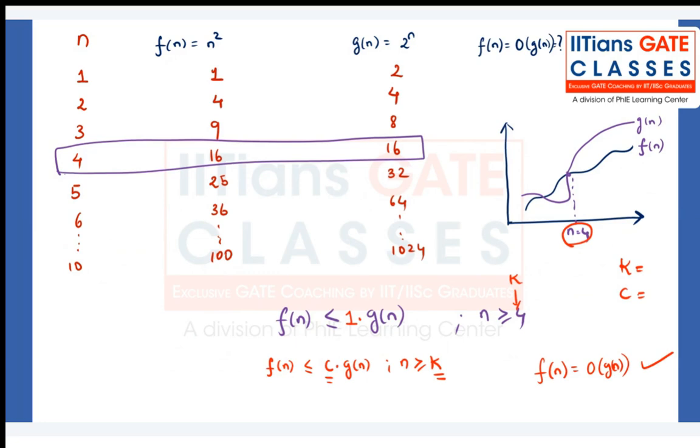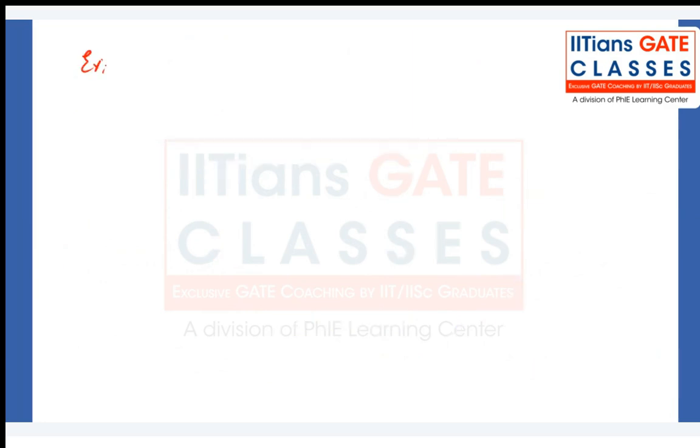We will look at one more example. Let's say I have a function f of n is 100n plus 5. Can you tell me the upper bound for this? Whenever we say tell me the upper bound for this function, basically I'm asking you for the big O notation. Can you tell me what would be the upper bound for this function?